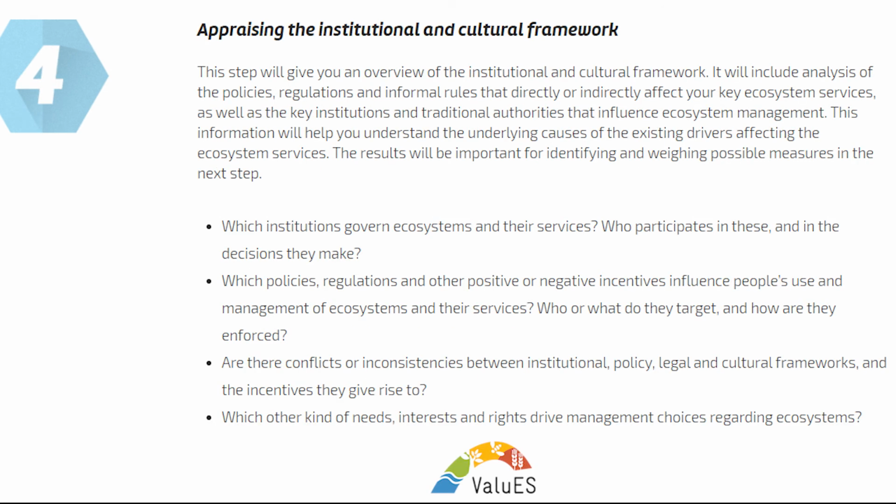The fourth step, appraising the institutional and cultural framework, complements the information that has been gathered in step 3. It provides you with 2 things: an overview of the institutional and cultural framework and an analysis of the policies, regulations, and formal rules that are directly or indirectly affecting your key ecosystem services, as well as the key institutions and traditional authorities that influence ecosystem management.